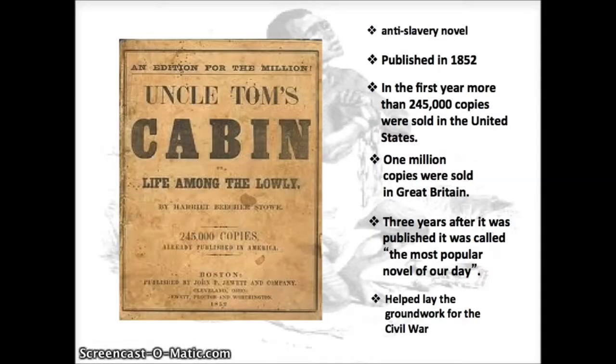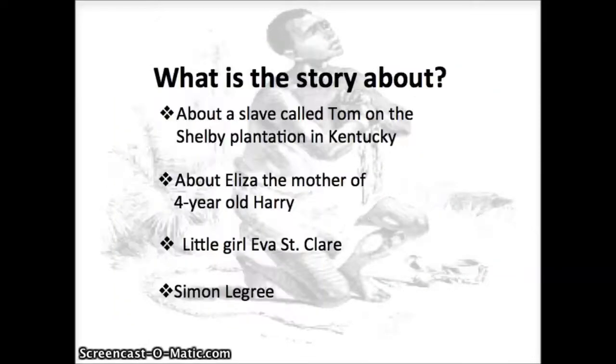Uncle Tom's Cabin was an anti-slavery novel published in 1852, and in the first year of its publication sold more than 245,000 copies in the United States and 1 million copies in Great Britain. Three years after it was published, it was called the most popular novel of our day. It is said that this novel helped lay the groundwork for the Civil War, according to Will Kaufman.